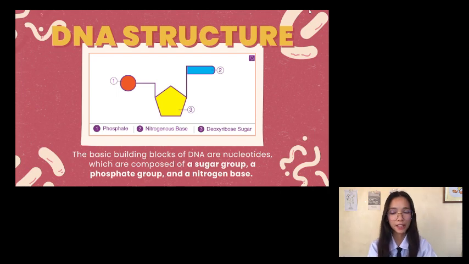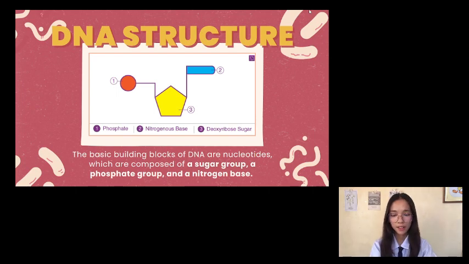First is the sugar and the phosphate groups. They link the nucleotides together to form the structural framework or strand of DNA. This backbone is composed of alternating sugar and phosphate groups that define the directionality of the molecule.